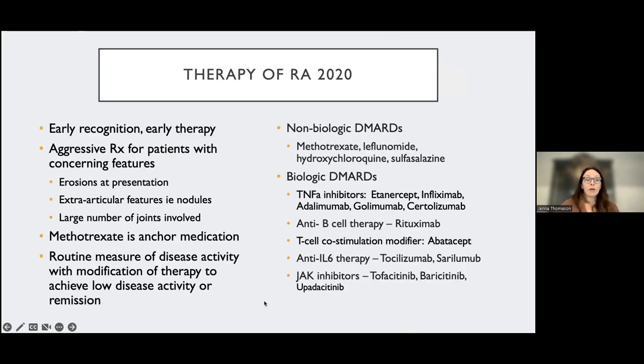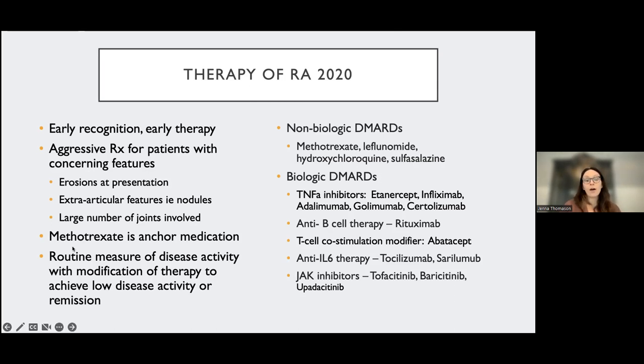So therapy for rheumatoid arthritis, again, this is just rapidly expanding. Important to recognize these patients and start treatment early. And also, if the patient presents to clinic with what seems to be aggressive disease, so if they have erosions at presentation, if they have extra-articular features like rheumatoid nodules, then we tend to be a little bit more aggressive with their therapy. Here you see methotrexate is our anchor medication. It's our first line therapy for rheumatoid arthritis.